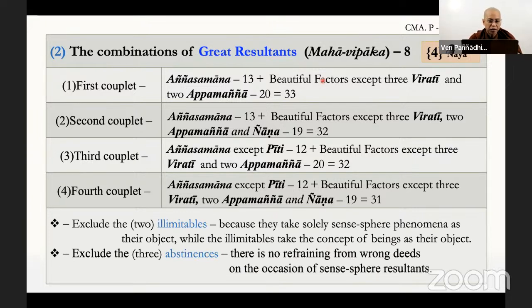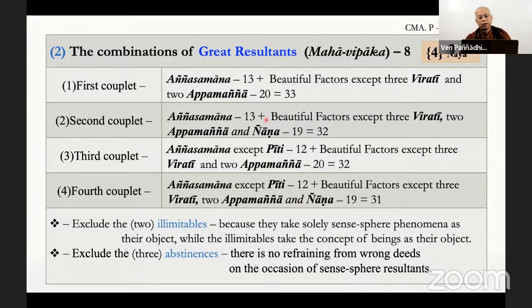So here, the reason explained is for the two illimitables. Why? Because they refer to the illimitables. Abhamanya, take the sole sense sphere. They refer to the great resultant, so they take the sole sense-sphere phenomena as their object.